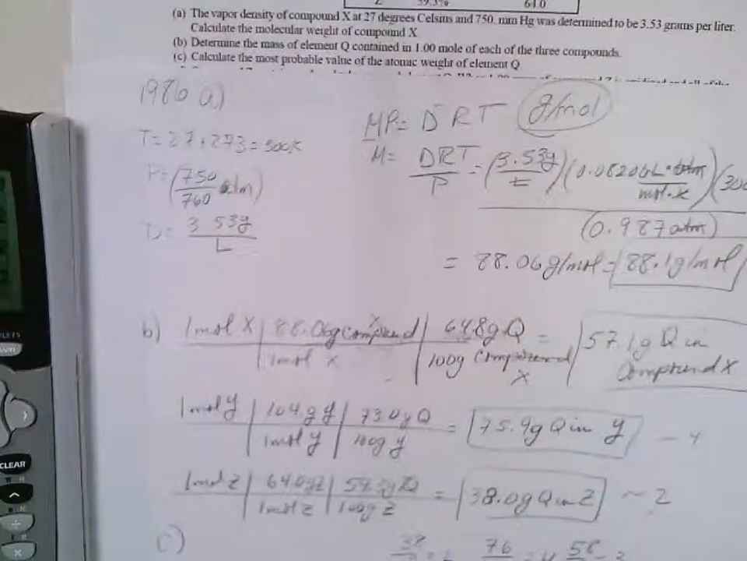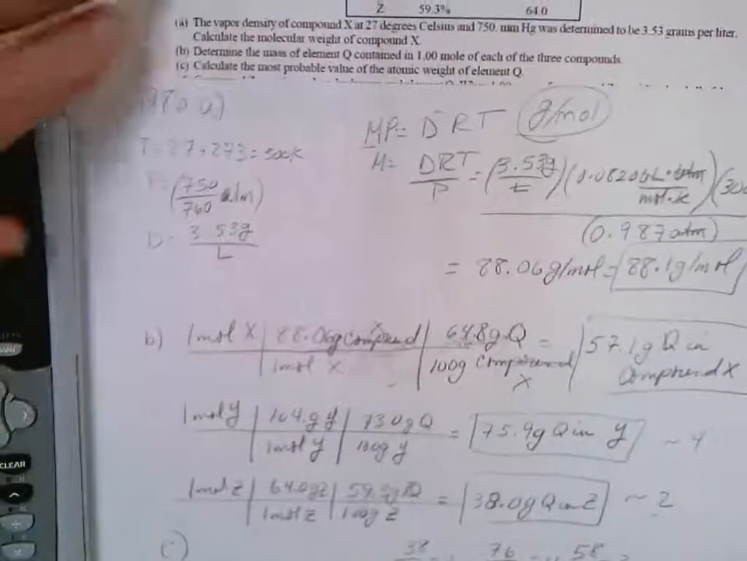So, molecular weight equals 19 grams per mole for element Q. Next, it's going to probably ask me, what element is this?